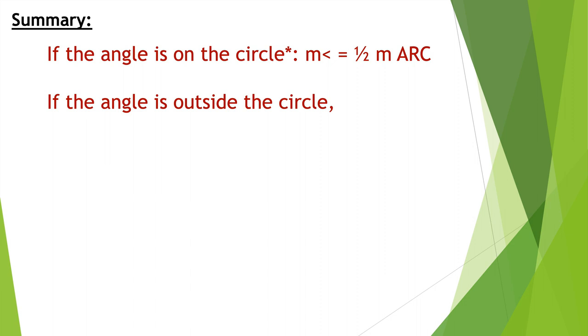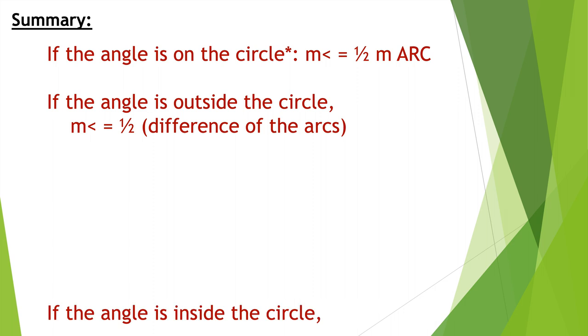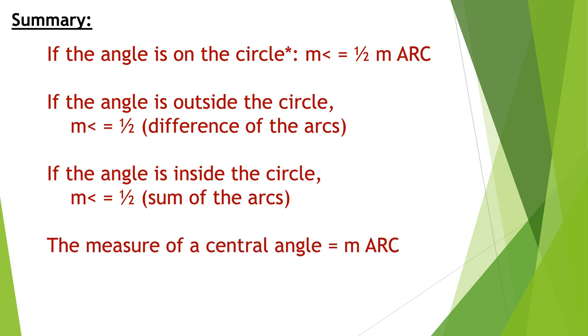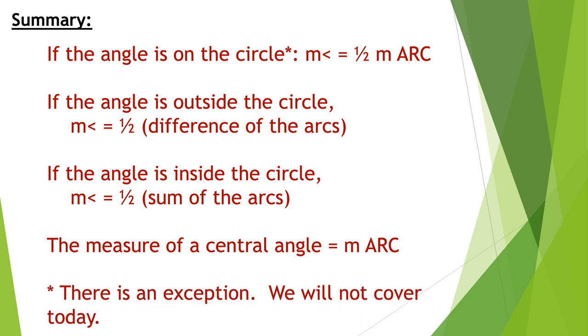If the angle is outside the circle, then the measure of the angle is half the difference of the arcs. If the angle is inside the circle, the measure of the angle is half the sum of the arcs. So real simple. On the circle is half the arc, outside is half the difference, inside is half the sum. The measure of a central angle is equal to the measure of the arc. And as I said before, there is an exception, but we're not going to cover that today. That, folks, finishes off lesson number 12.